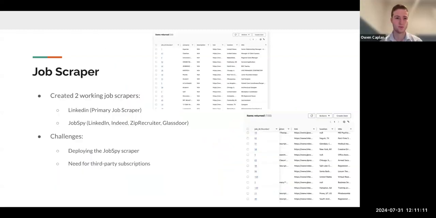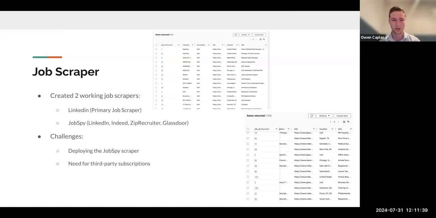And we had two working job scrapers. The first one, our primary job scraper, just scraped from LinkedIn. And the second job scraper we had is called JobSpy, which is able to scrape from LinkedIn, Indeed, ZipRecruiter, and Glassdoor. So that top screenshot you see has 50 jobs in it. That's when we ran the LinkedIn job scraper. And that bottom screenshot you see is after we ran the JobSpy job scraper, that added another 80 jobs.